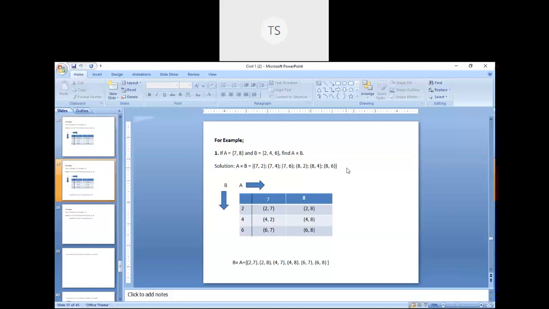Now if you compare A cross B and B cross A, you will see the elements are different. And one more thing you have to remember, that in an ordered pair the position of the elements matters. Now see, if I take the first example, first element, here in A cross B.